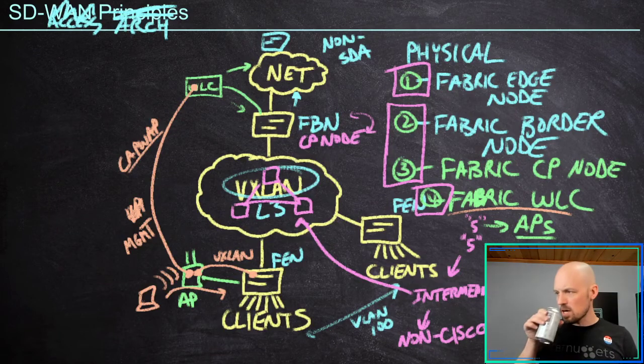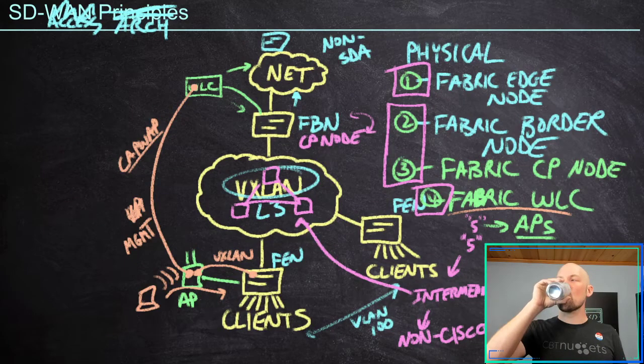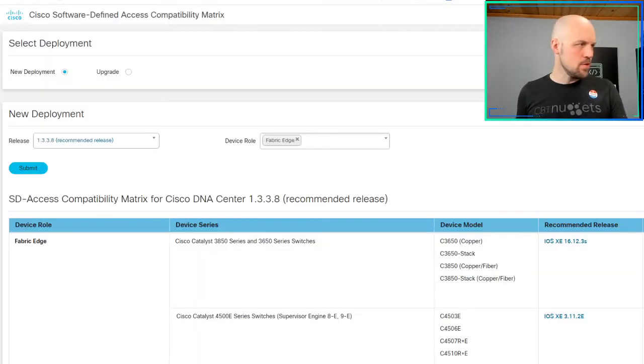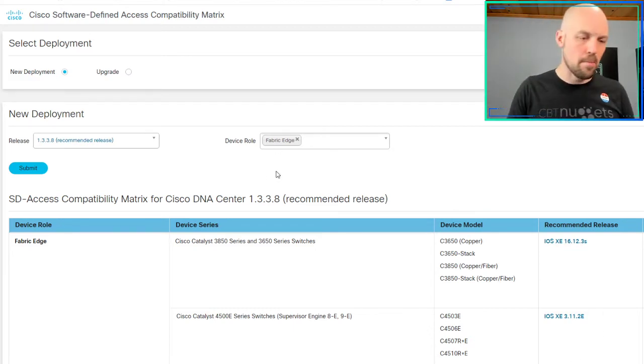Still on the physical layer. Let's check out that website. This should do it. All right. Good. That's not it. That's not it. Ah, there it is. All right, I just have to pull it on my side. So, what devices can we use in each one of these roles?